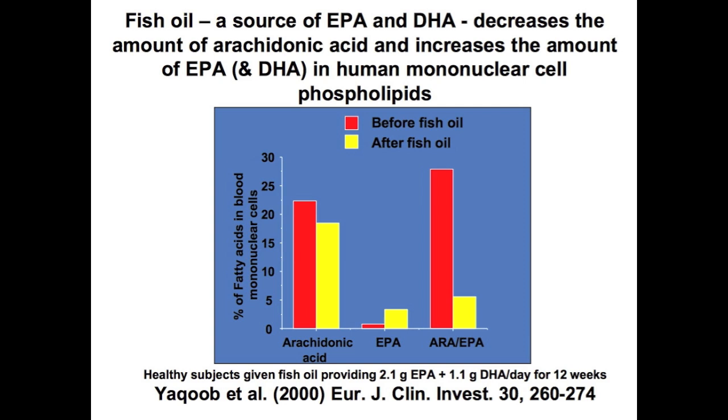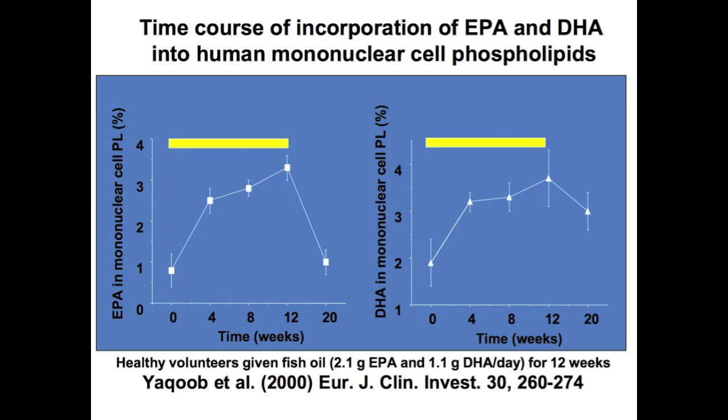People are often interested, well, how long does this take? So this is the time course of that change from that study. This is the starting point, after 4 weeks, 8 weeks, and 12 weeks. This is for eicosapentaenoic acid, EPA, and docosahexaenoic acid, DHA. Then we stopped the supplementation at this point here, and we took another blood sample 8 weeks later. What you see for both EPA and DHA is they get into these cells within 1 month. So you've got as much into the cells as you're going to get after a month.